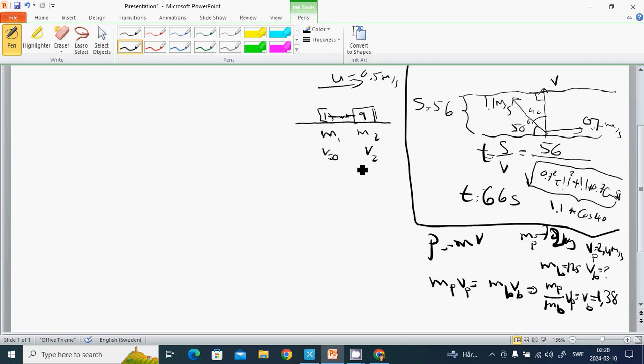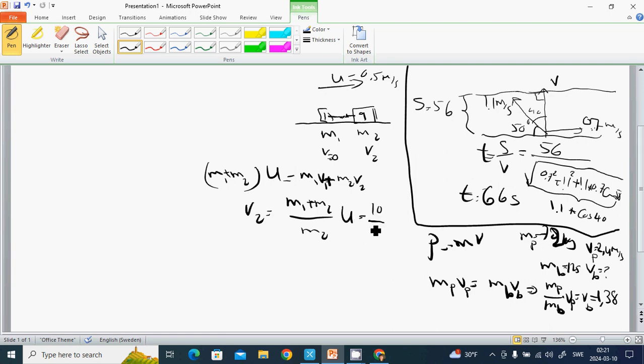We will find what v2 is. We know that m1 v1 equals m2 v2, and this one equals (m1 plus m2) u. But v1 is 0, then v2 equals (m1 plus m2) divided by m2 multiplied by u, which is 10 divided by 9 multiplied by 0.5, that is 5 divided by 9 meters each second.